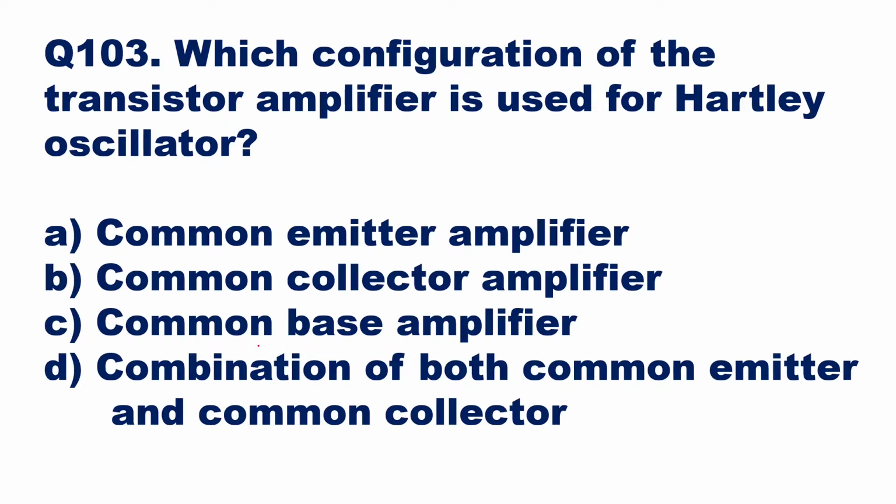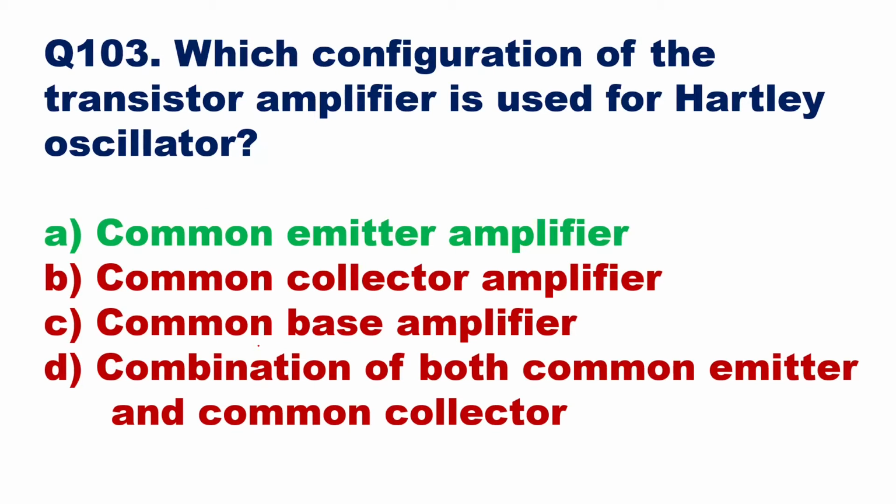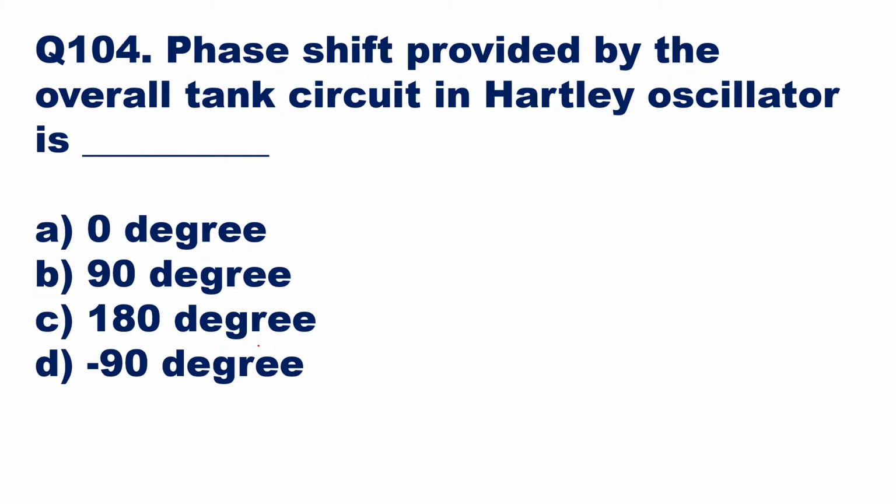Which configuration of the transistor amplifier is used for Hartley oscillator? Now here, most of the time we see that we use common emitter configuration. So option A will be the right answer. Common emitter amplifier is used for Hartley oscillator. Here you can see the explanation: a common emitter transistor configuration is used in a Hartley oscillator to ensure good oscillations. So option A is the right answer, common emitter amplifier. Then we'll go to the next question, question number 104.